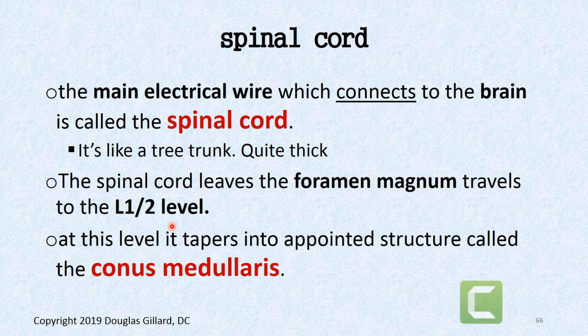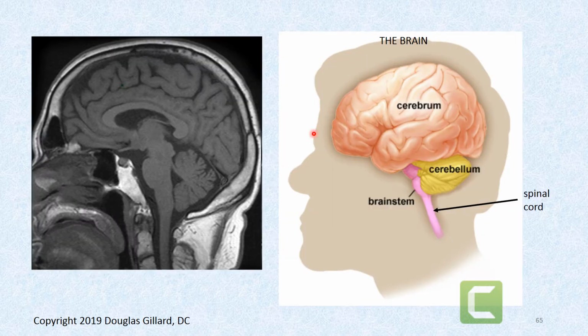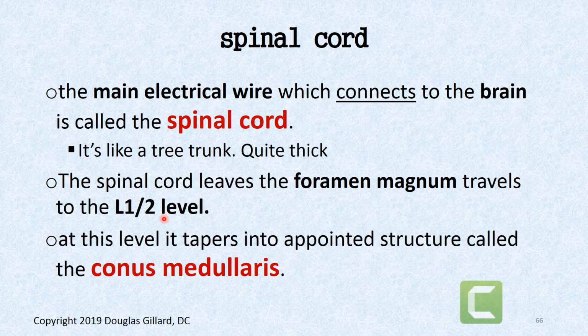The main electrical wire that connects the brain to the whole body is the spinal cord. It's like a gigantic trunk. Look how big it is. It's massive. The only thing that big is a nerve you're going to study really quickly, the sciatic nerve, which is huge, but the spinal cord is humongous. Right, so yep, got that.